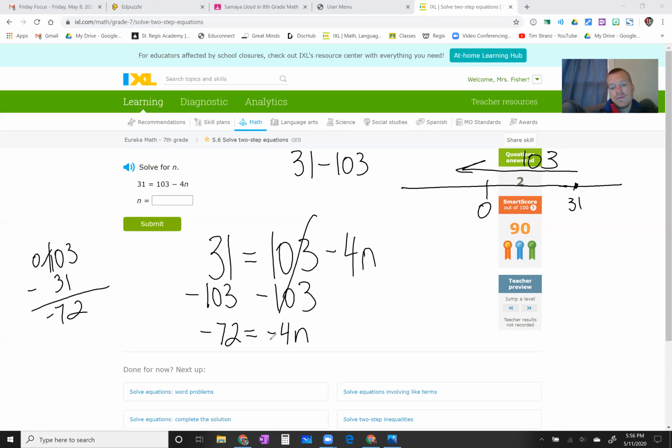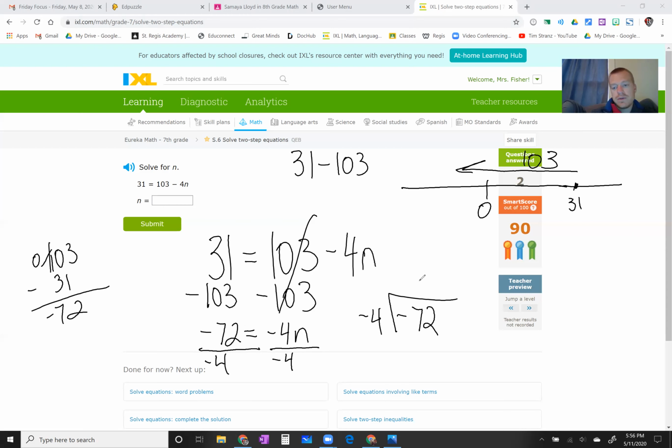Okay, we have negative 4 times n. We need to do the opposite of multiplication, so we need to divide each side by a negative 4. Okay, it has to be the exact same. Same thing on this side. You have to do that by negative 4. Okay, now we just have negative 72. I'm going to write it over here. Negative 72 divided by negative 4.